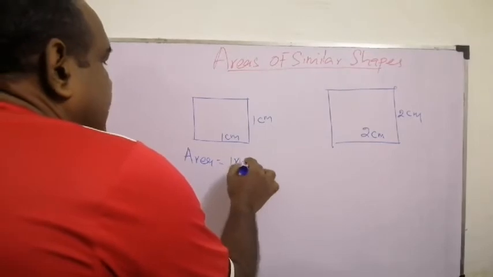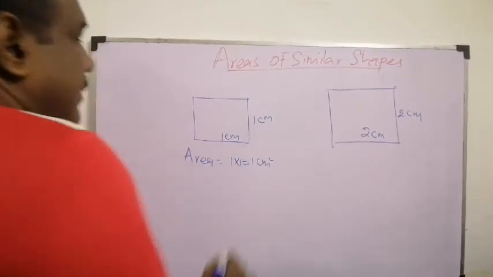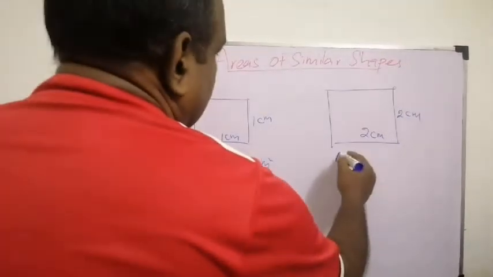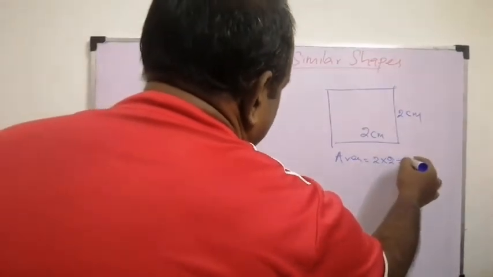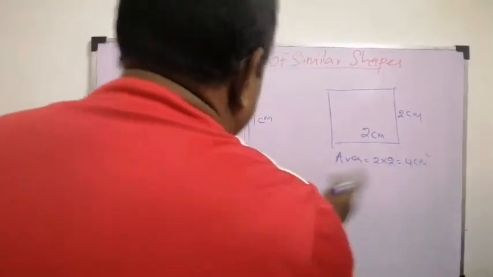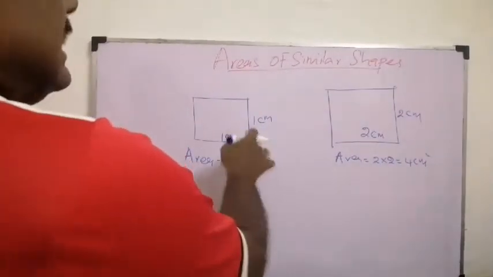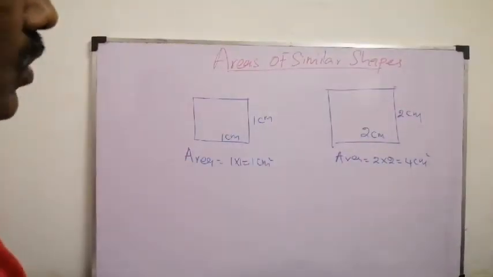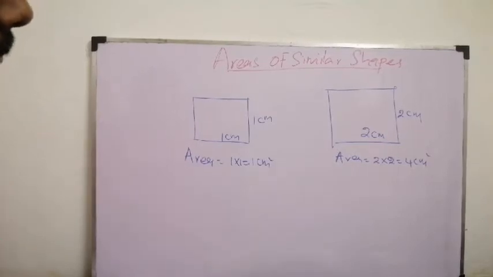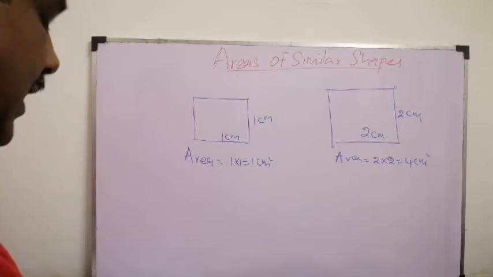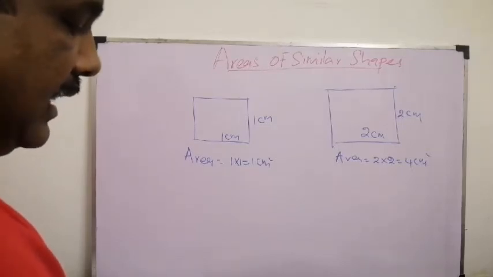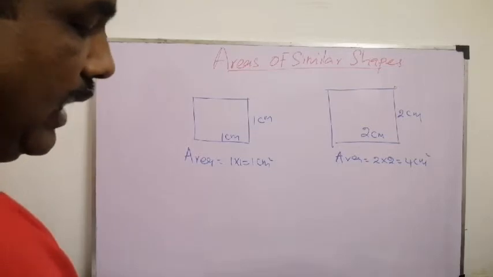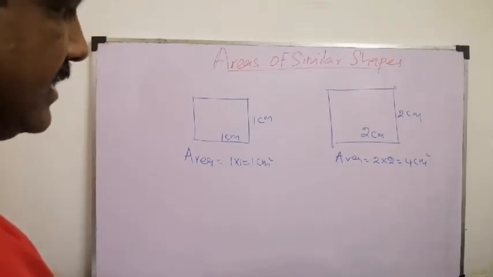1 into 1 is equal to 1 centimeter square. Here the area, 2 into 2, is going to be 4 centimeter square. So when the length is doubled, the area is increasing by 4 times. Can you understand that? When the length scale factor is 2, the area scale factor is 4.